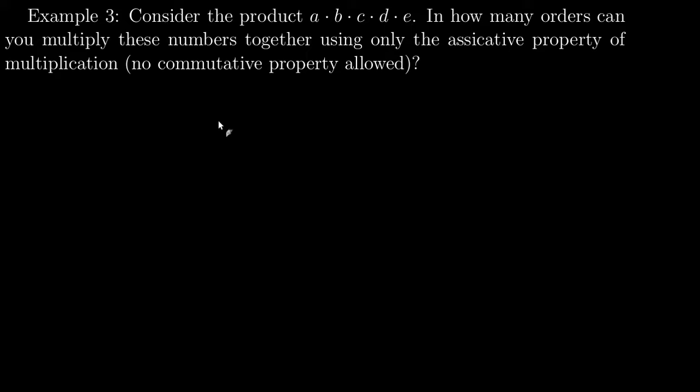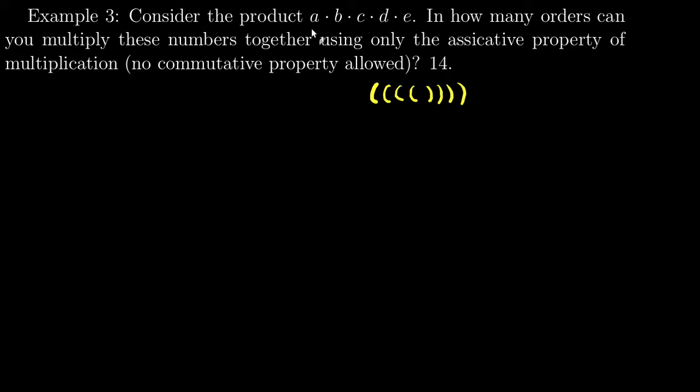Example 3. Consider the product A times B times C times D times E. In how many orders can you multiply these numbers together using only the associative property of multiplication, no commutative property allowed? So there are 14 ways for this to happen. And what's happening is this. I need to insert parentheses. There are 4 operations, which means I will need exactly 4 open parentheses and 4 closed parentheses in some order around this. There's also the restriction that I cannot close a parentheses before an open parentheses. That's mathematically not valid.